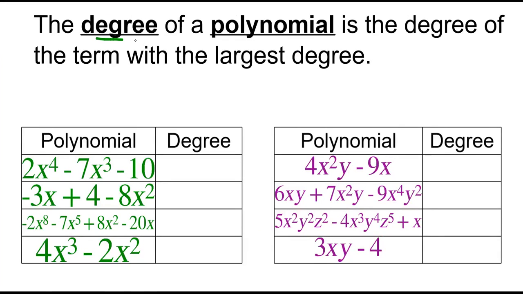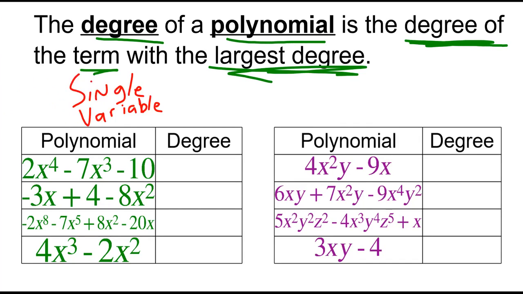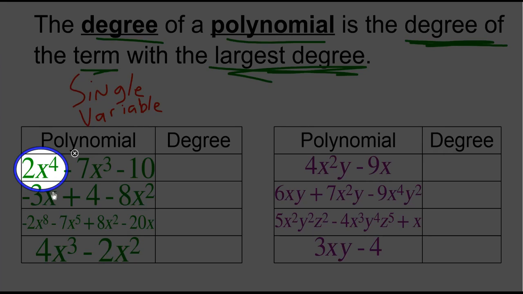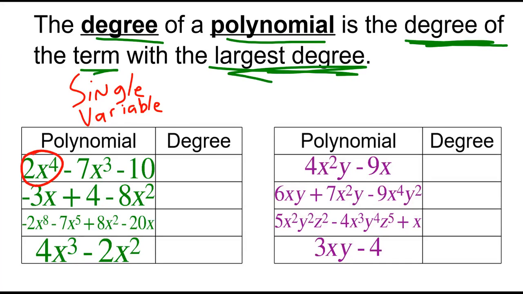Now let's talk about the degree of a polynomial. It is the degree of the term with the largest degree. Let's talk about single variable polynomials first. You want to do the degree of each term one at a time. The degree of this term is 4. The degree of this term is 3. The degree of this term is 0. The highest degree term was that one.